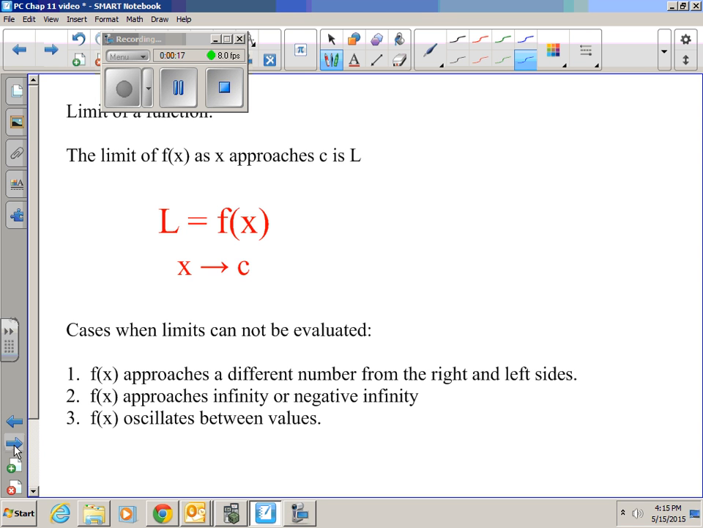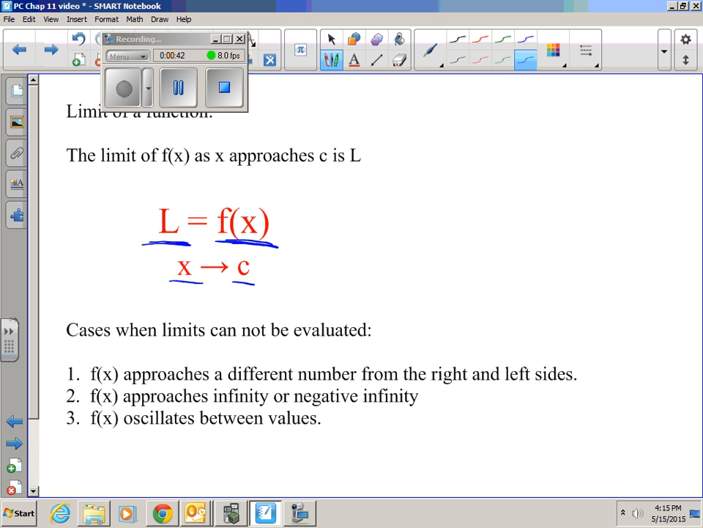A limit is the value of a function as it approaches a certain point on the x-axis, which we're going to call c. So the limit of a function is the value as the function approaches a certain x value, which we're going to call c.